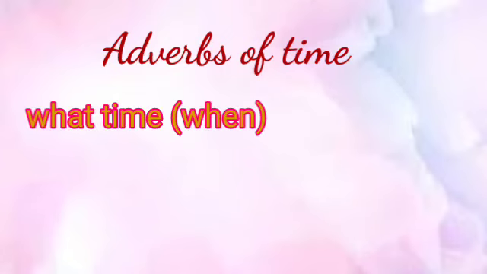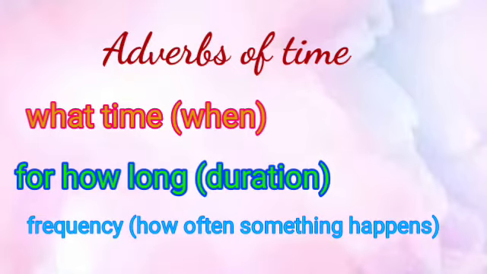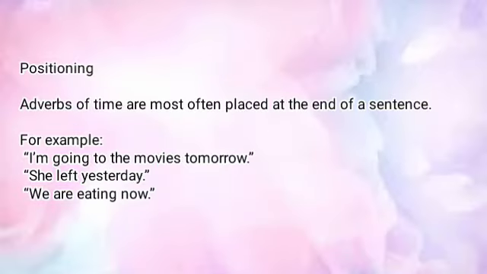Adverbs of time tell us at what time, or when, or for how long something happens or is the case. There is also a specific category of time adverbs that describe the frequency, or how often something happens or is the case. However, their usage is a bit more complex, so we will examine those in a separate section. So adverbs of time are most often placed at the end of a sentence.